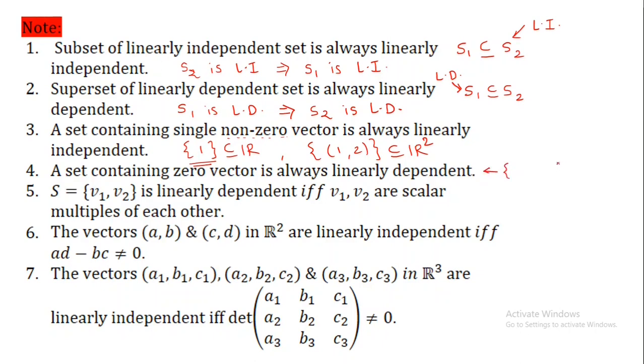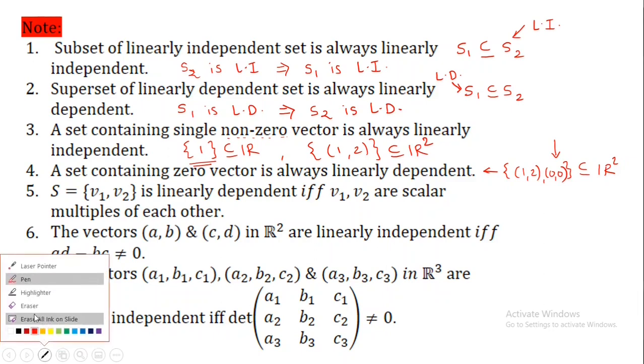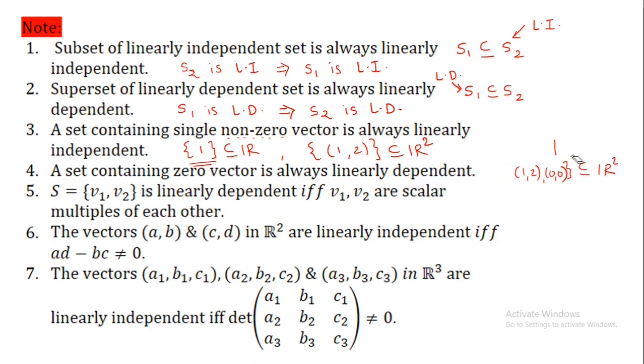The fourth note is saying a set containing the 0 vector is always linearly dependent. So suppose you have a certain set as a subset of R2, with one vector (1, 2) and another vector (0, 0). It is sure that this set is going to be linearly dependent because it contains the 0 vector. So if you are given a set and that set contains the 0 vector, then you can directly say that that set is linearly dependent.